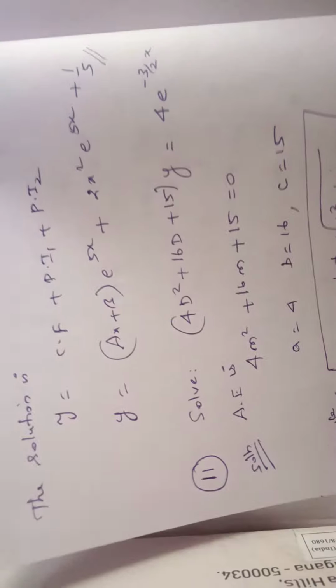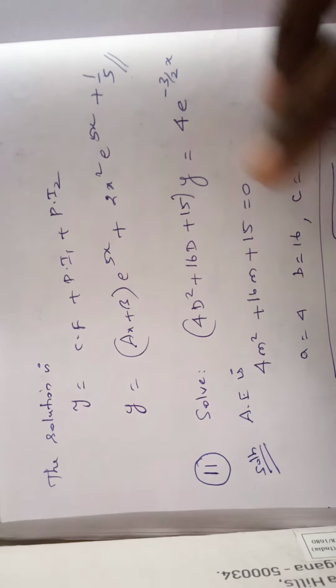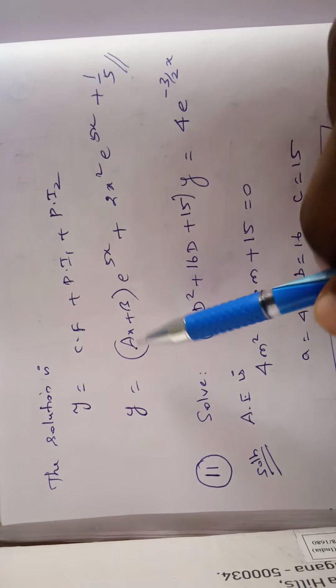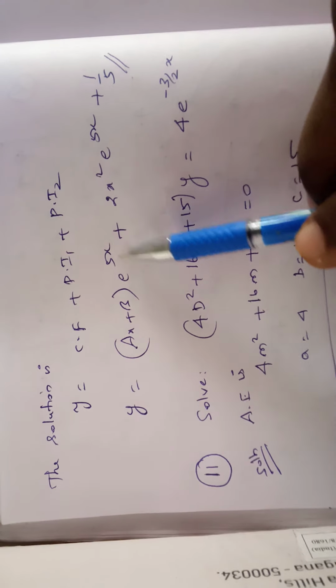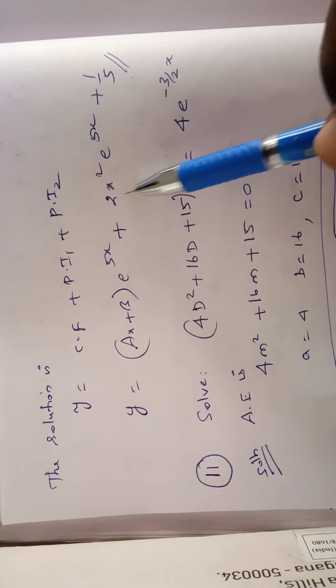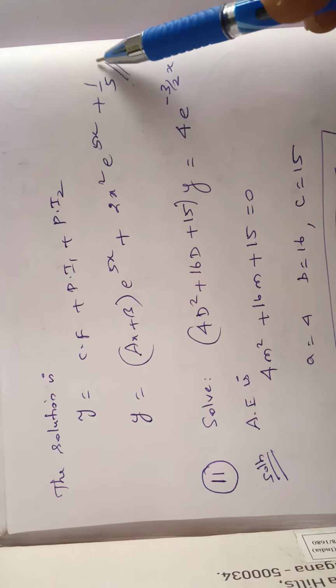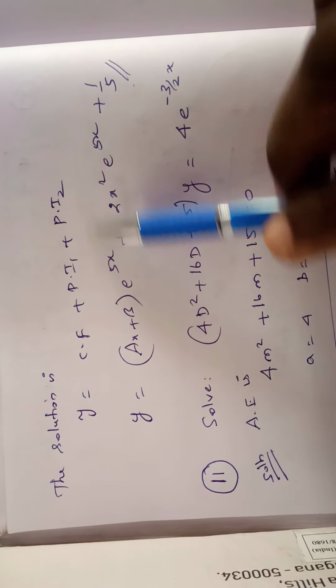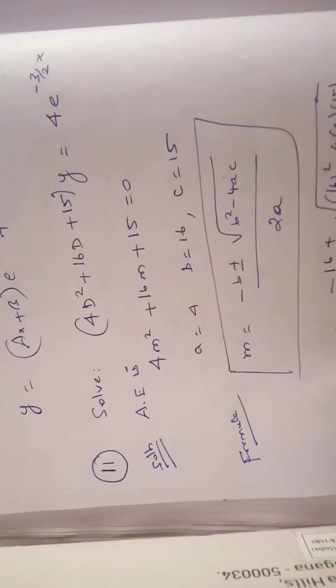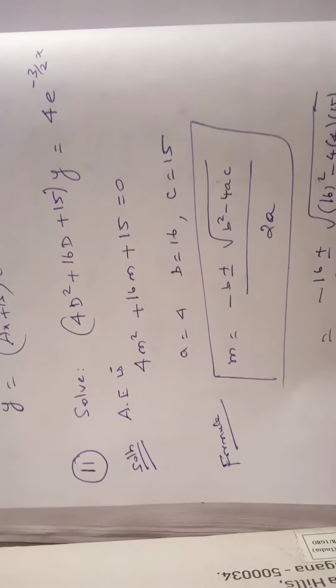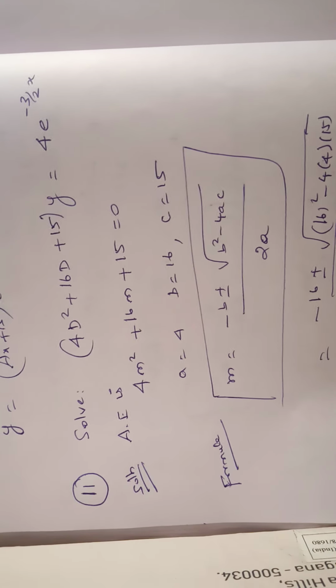The solution of the differential equation with constant coefficients is y equal to (ax plus b) into e power 5x plus 2x square e power 5x plus 1 by 5. So we have to add PA1 and PA2, hence the problem. Again go back to problem number 11.